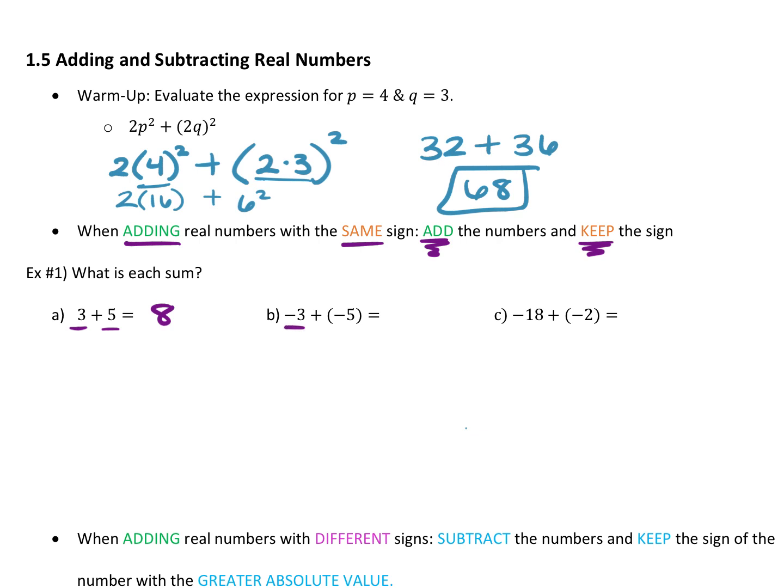This one, a negative plus a negative. They have the same sign, so I'm going to add 3 plus 5 is 8. They're both negative, so the answer is negative. Okay?